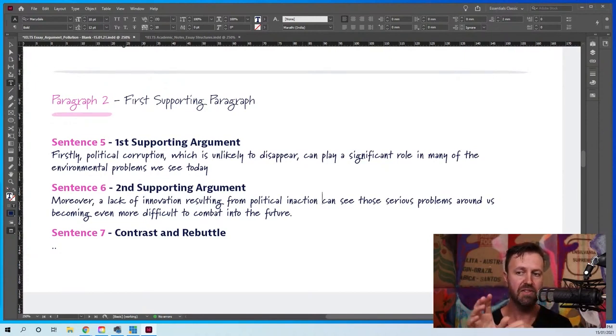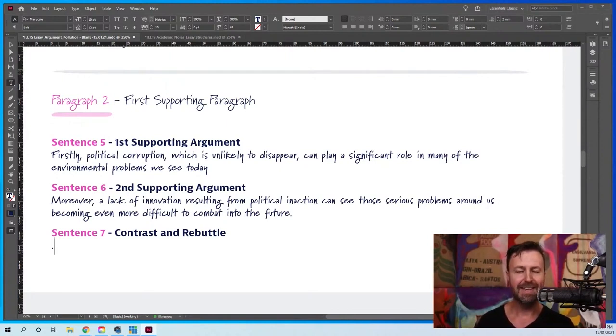Again, structure focus here. Firstly, moreover, we've chosen the noun. So firstly, political corruption. After nouns, we use modal verbs, can. So firstly, political corruption, which is unlikely to disappear, can. Okay. Then moreover, a lack of innovation resulting from political inaction can see those serious problems around us becoming even more difficult to manage. Cool. First two sentences done. Sitting around 25 words for both.